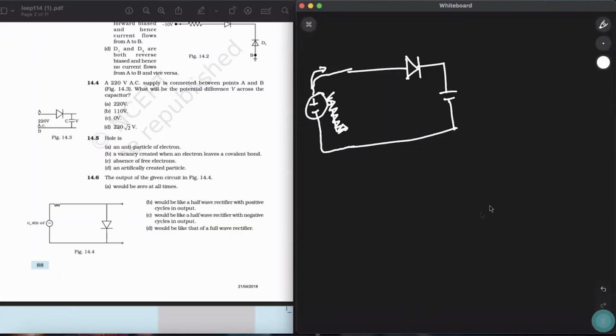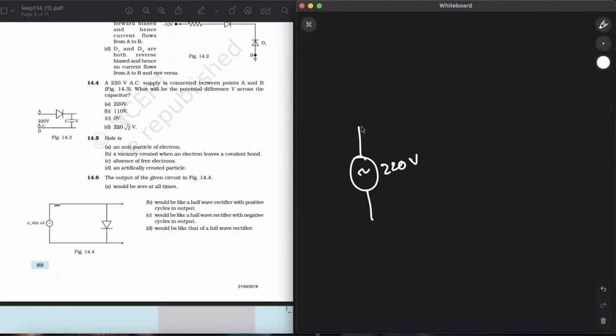So I'll draw it again over here. 220 volt AC supply. There's a diode and capacitor over here. Okay, so what is happening? What do we have to tell? We have to find the potential difference across the capacitor. We will have to tell about the peak value, na? So what will be the peak value for this?